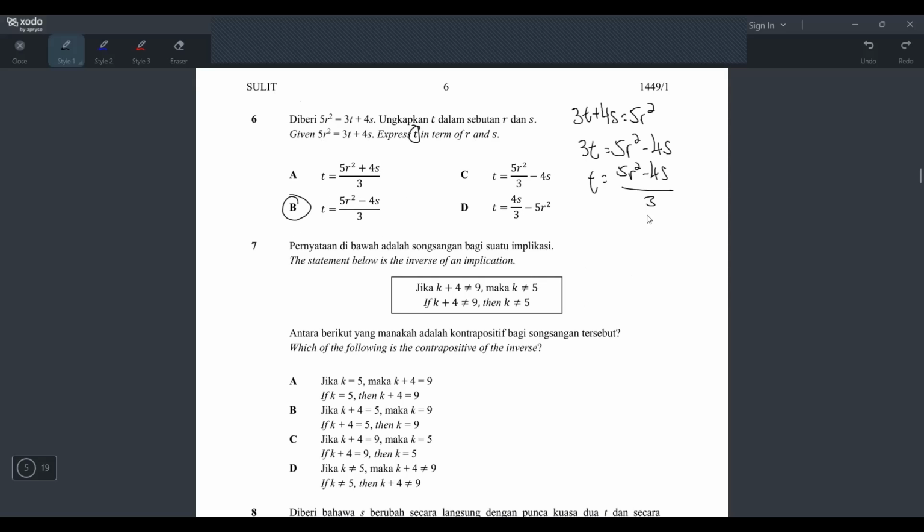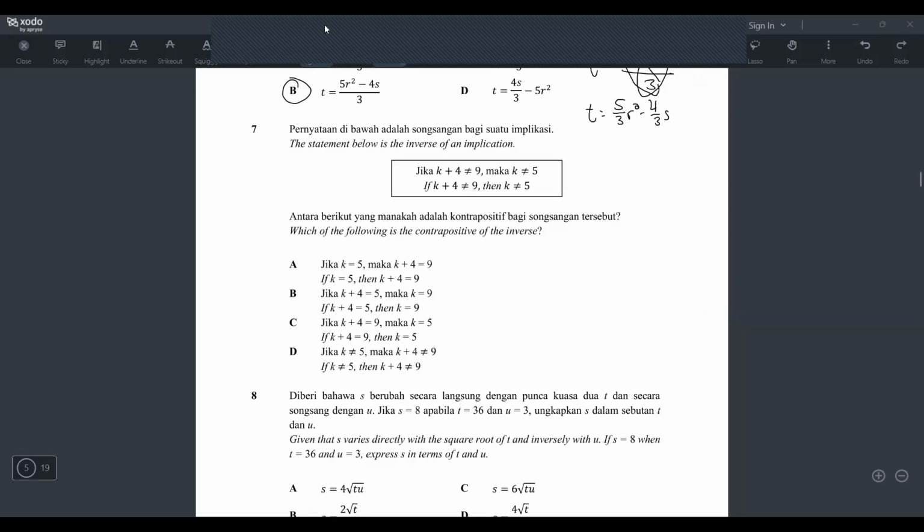Okay, what if there is no answer? If there is no answer, you separate like this. But you can only do this when the bottom has one term. So if there is no answer, only then do you do this. So it will become 5/3 r squared minus 4/3 s. This one and this one are the same thing. But you do it like that only if there is no answer. C cannot. Why C cannot? Because this one is 5r squared over 3 minus 4s. It's supposed to be minus 4s over 3. Okay. That is why the correct answer is B. Right.